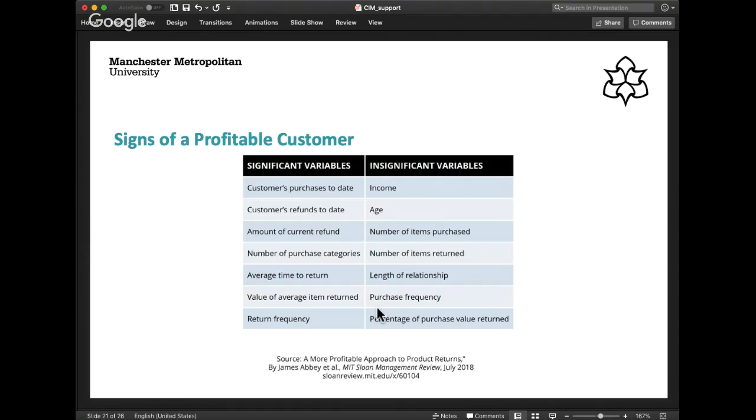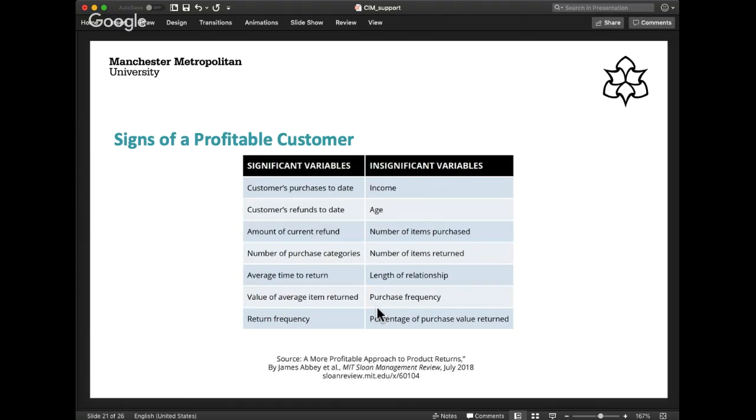How many different purchase categories have they purchased from? What is the average time between purchases, and what is the average value of the items returned, and the frequency of returns? Is it every order, or is it just once in a while? So you need to really think about that.